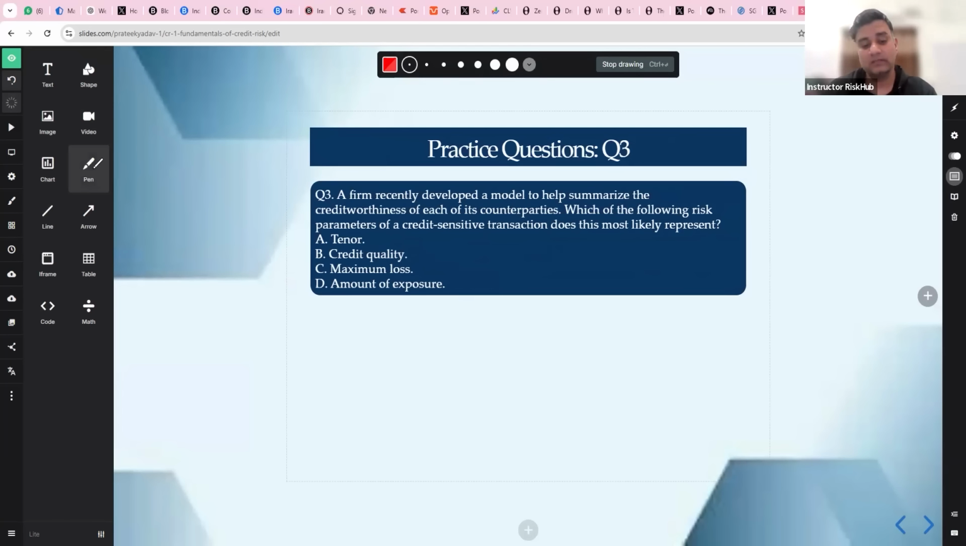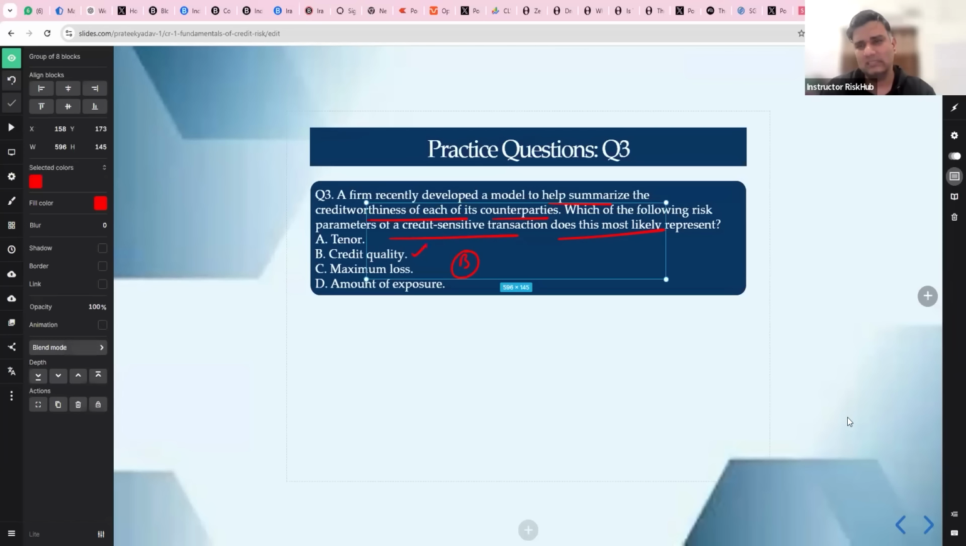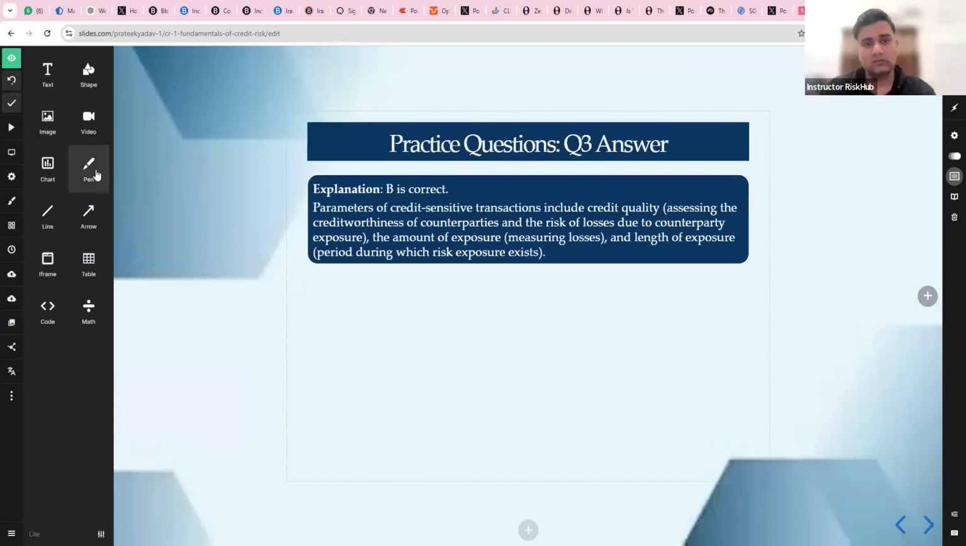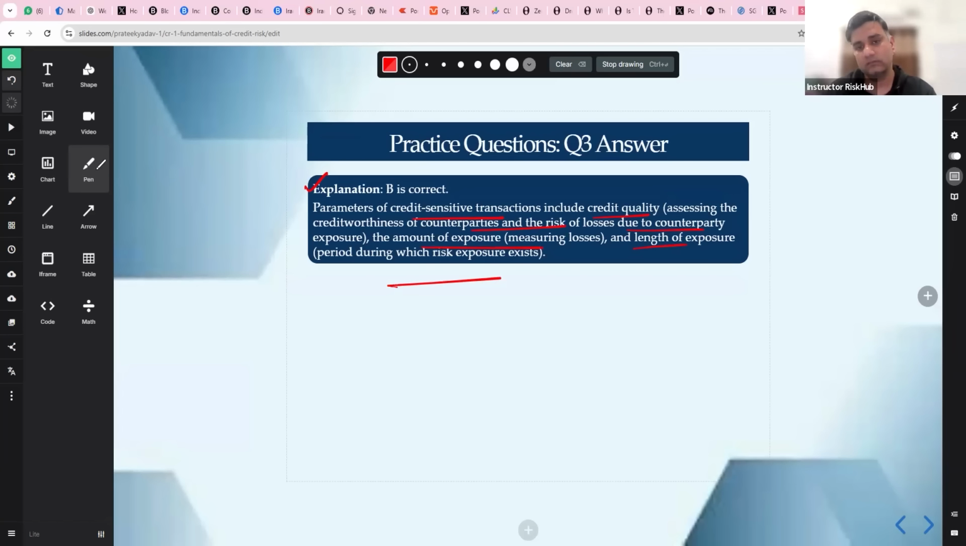A firm recently developed a model to help summarize the creditworthiness of each of its counterparties. Which of the following risk parameters of a credit-sensitive transaction does this most likely represent? So the basic idea is the firm develops a model to summarize creditworthiness. So this represents your credit quality, not your tenor, not your exposure amount, not your maximum loss. This tests your ability to map your governance concept to your quantitative concept. Very, very easy, I don't think this is too difficult. So that is what we have here: credit quality, risk due to counterparty, the amount of exposure and length of exposure, which we have.